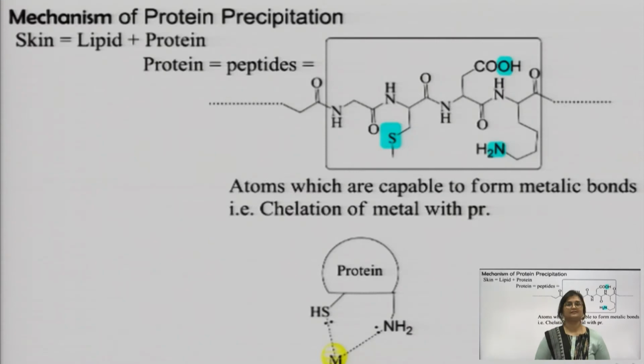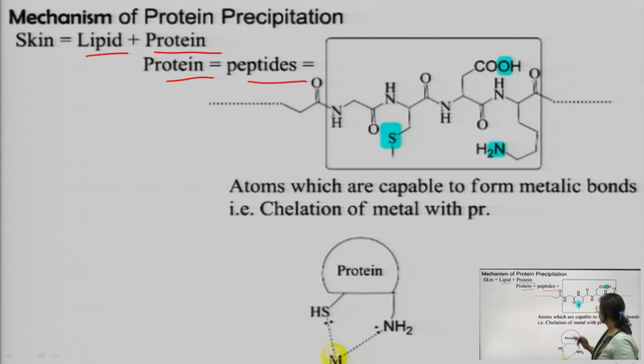How do they do this activity? See, skin is made up of two layers, lipid plus proteins. Proteins are in turn made up of peptides or amino acids.